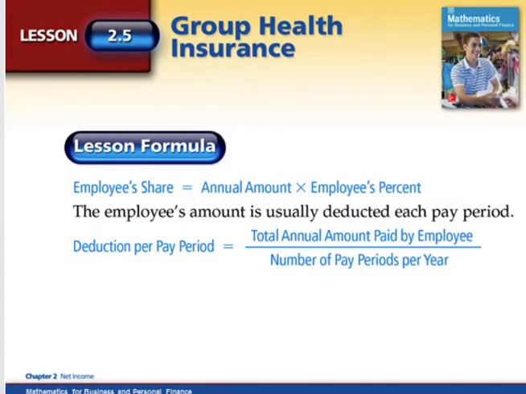So here are our lesson formulas. First of all, we've got to figure out what the employee share is going to be. If we know what the employer's share is, we're going to subtract that from 100 to calculate the employee's percent. Then the formula becomes quite simple. Once we find that employee's percent, we're going to multiply that by the annual amount for your health care. Now, if you want to know what you're going to have to pay or get deducted per pay, then you're going to take that annual amount and divide it by the number of pay periods per year.